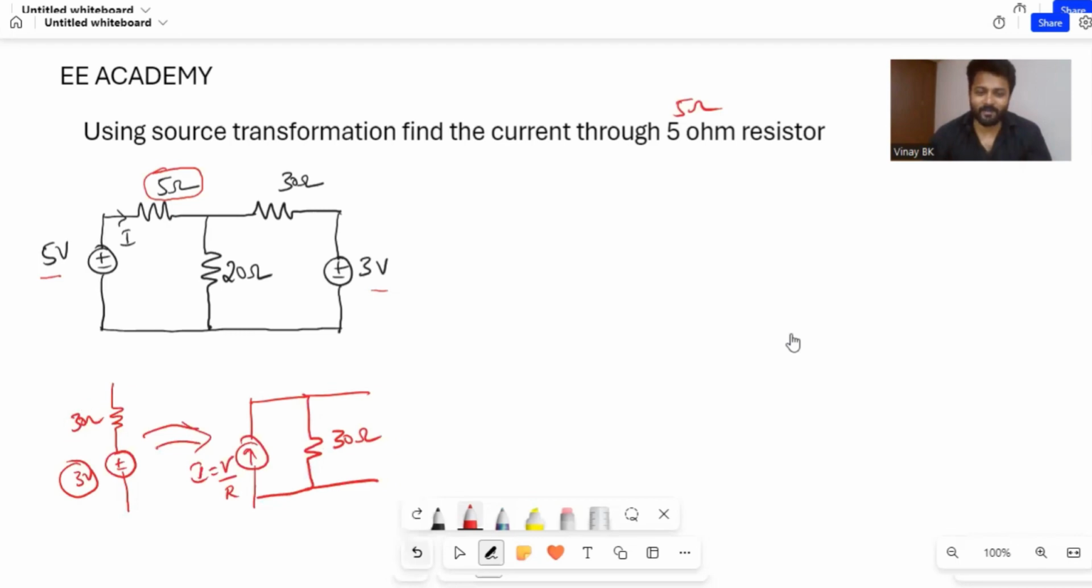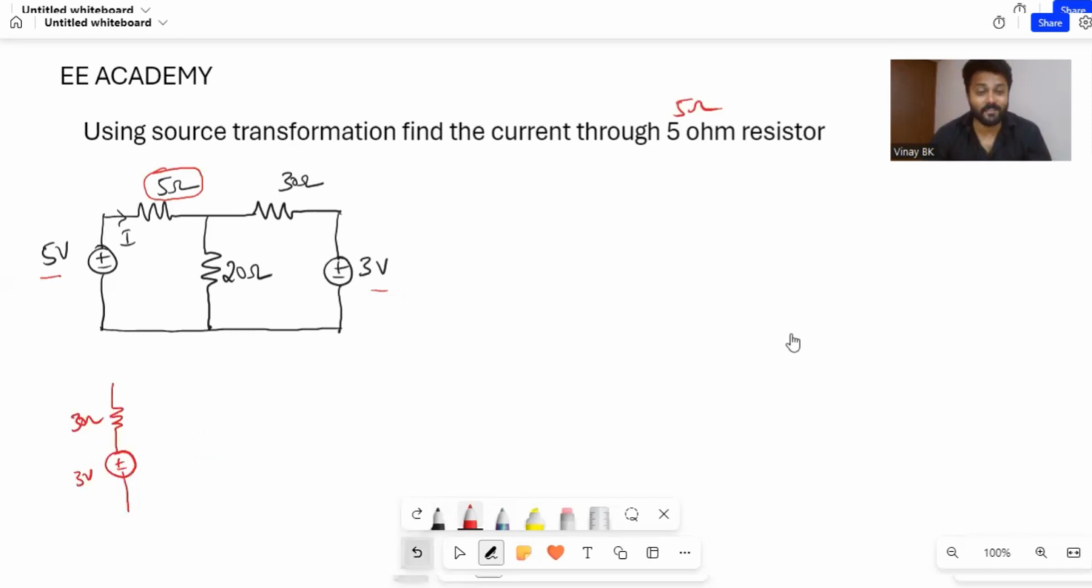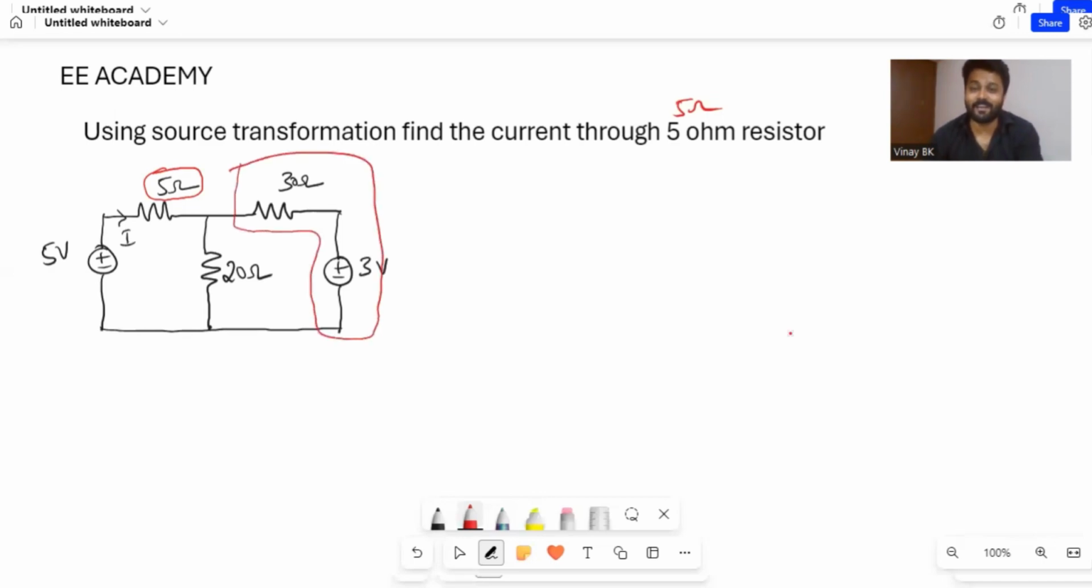Now back to this problem. They asked you to find the current flowing through the 5 ohm resistor for this circuit diagram, so you might have some confusion about which source to transform first, especially for this kind of problem. Since we need the current flowing through the 5 ohm resistor, you should not disturb that resistor. Without disturbing the 5 ohm resistor, the other source is the 3 volt, 30 ohm voltage source, which is this source. So you need to convert this source into a current source.